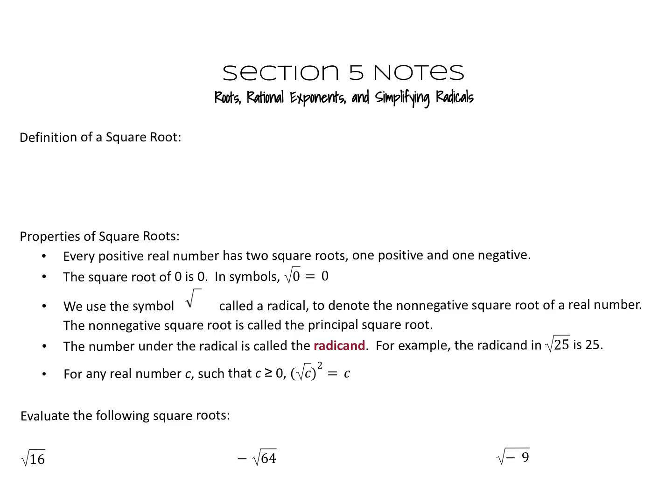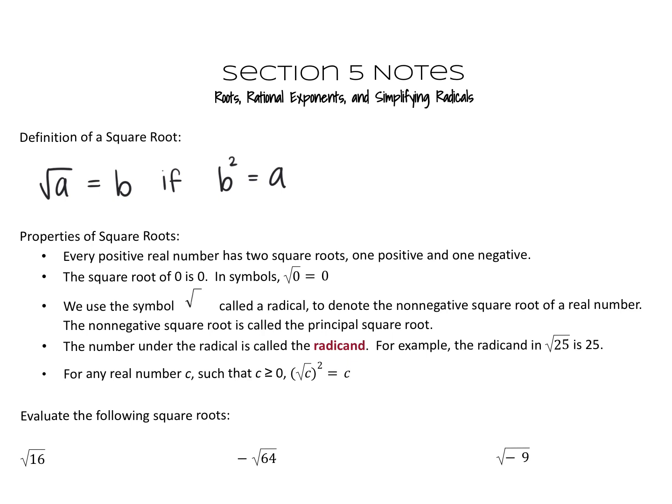In section 5, we're going to talk about roots, rational exponents, and simplifying radicals. So first one we're going to discuss is square roots. The definition of a square root: the square root of some number a equals b if b squared equals a. So basically trying to figure out what number squared is giving you a, and that's the square root of a.